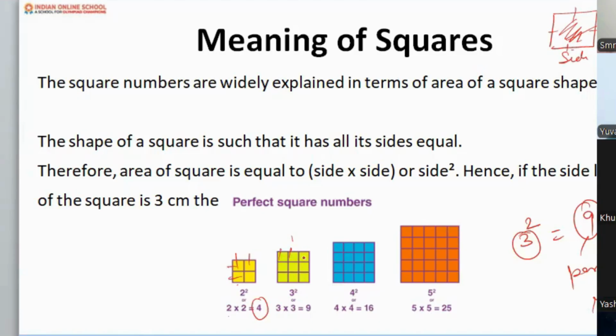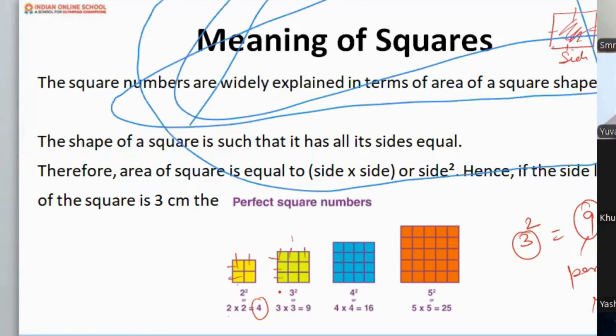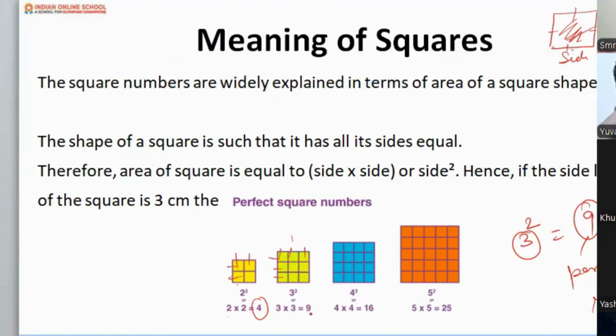Similarly, if I'm having a square of 3 by 3, and I multiply 3 by 3, I will get 9. So 9 is a perfect square of 3. Similarly, the square of 4 is 16. So 16 is a perfect square of 4. Similarly, 25 is a perfect square of 5. Understood, everybody? Now you got it: what is a square, why we are calling it a square, and how to figure out the square of any number. Got it, everyone?